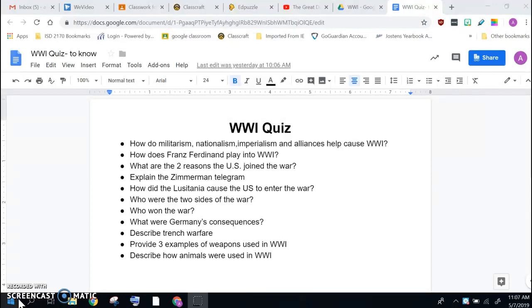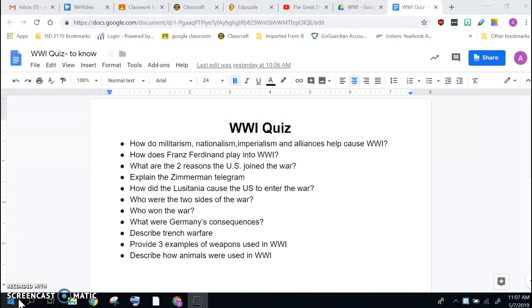Three examples of weapons used in World War I. You could talk about several: tanks, flamethrowers, mortars, poison gas, aircraft, submarines, barbed wire. Rifles were used, artillery in general was used. So there's lots of different examples of weapons that you could be talking about.